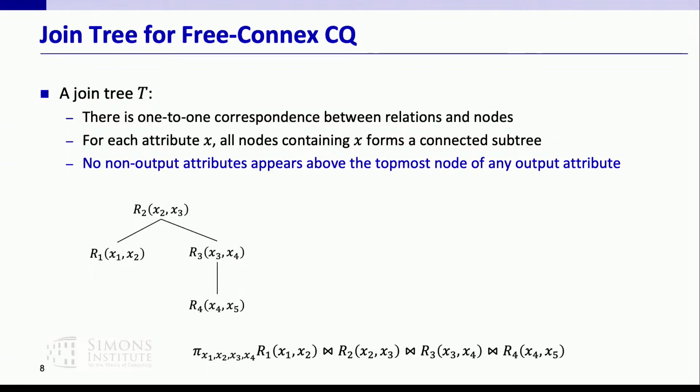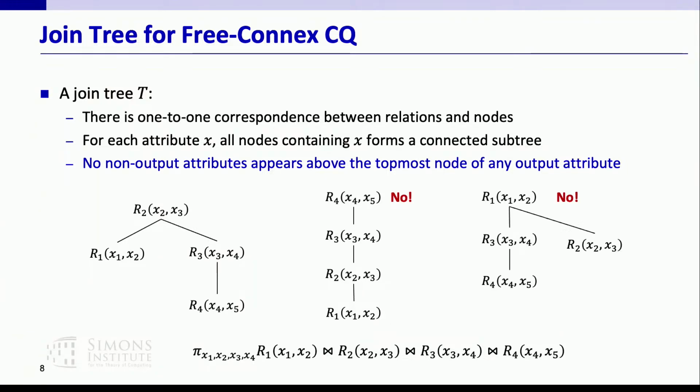There's another condition for free-connex. This says that no non-output attribute appears above the topmost node of any output attribute. This is a little bit messy, so we just consider the topmost node of any attribute. Then it says that the topmost node of any non-output attribute should not be the ancestor of the topmost node of any output attribute. Let me show some examples. X5 is a non-output attribute, and the topmost node where it appears is R4. X1 is an output attribute, and the topmost node where it appears is R1. Here, R4 is the ancestor of R1, so this is not a valid join tree for the free-connex query.